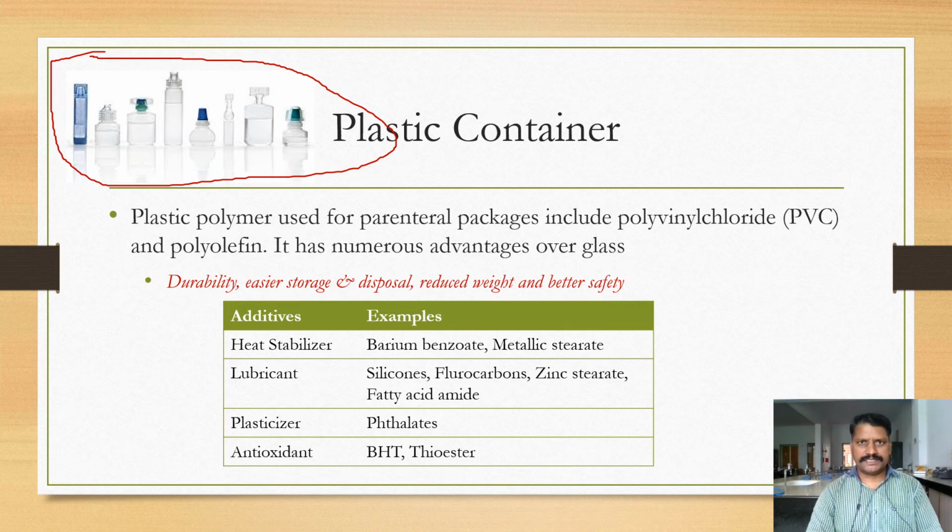Heat stabilizers, and examples of heat stabilizers are barium benzoate and metallic stearate. Lubricants: silicones, fluorocarbons, zinc stearate, fatty acid amines. So these are some examples of lubricants. Plasticizers: phthalates and phthalate derivatives. Antioxidants: BHT, thioesters. So these are the main components of the plastic container: heat stabilizer, lubricant, plasticizer and antioxidants.